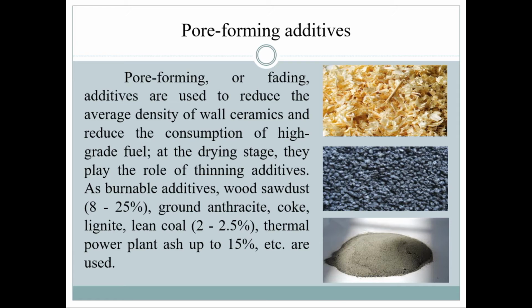As burnable additives, sawdust 8 to 25%, ground anthracite, coke, lignite, and brown coal up to 2.5%, and thermal power plant ash up to 15% are used.